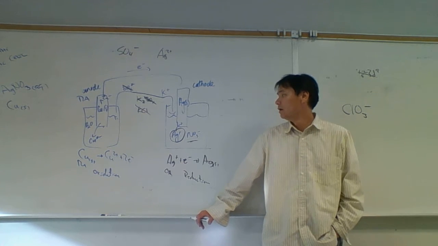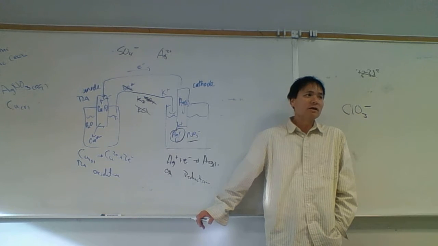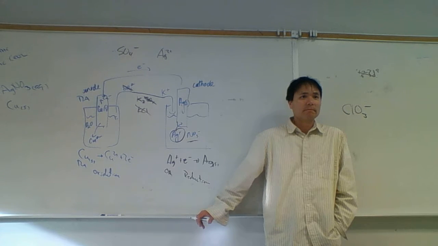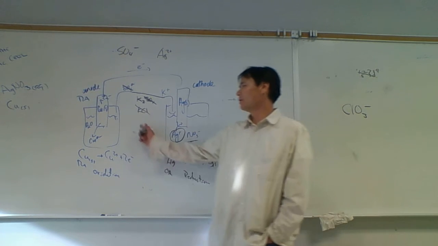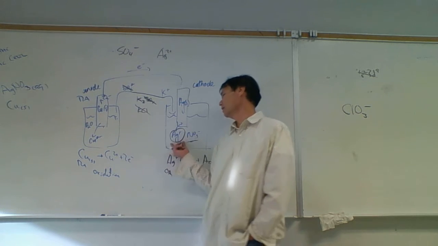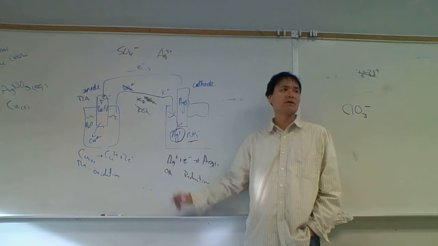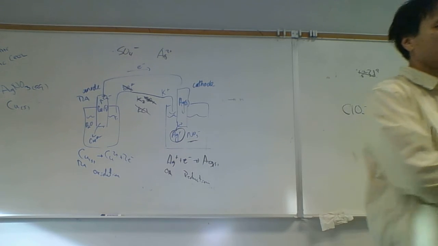Carbonate? Carbonates are all insoluble except for group 1 and ammonium. Other than that, carbonates will precipitate out with everything. So what we're going to do is we're going to get a blue PPT of copper 2 carbonate over here, and over here we're going to get a white PPT of silver carbonate. The carbonate's not good.